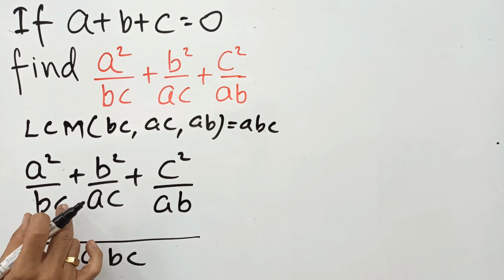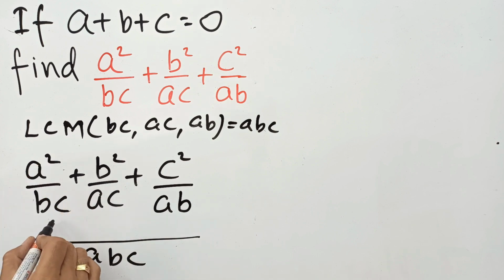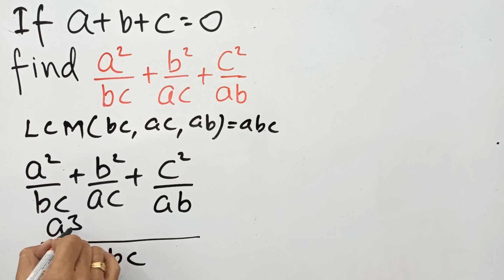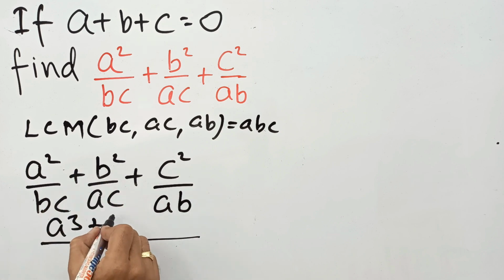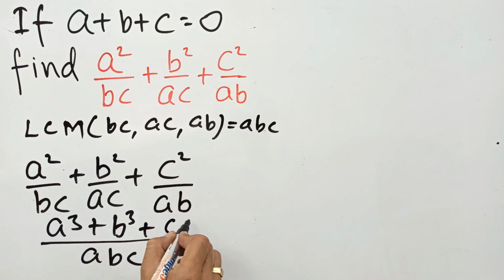Now, by the fraction adding rule, we'll divide this one. So BC will cancel, A will multiply with the numerator, A cube. Now AC will be cancelled, B into B square, B cube. Similarly, AB will be cancelled, C into C square, C cube.